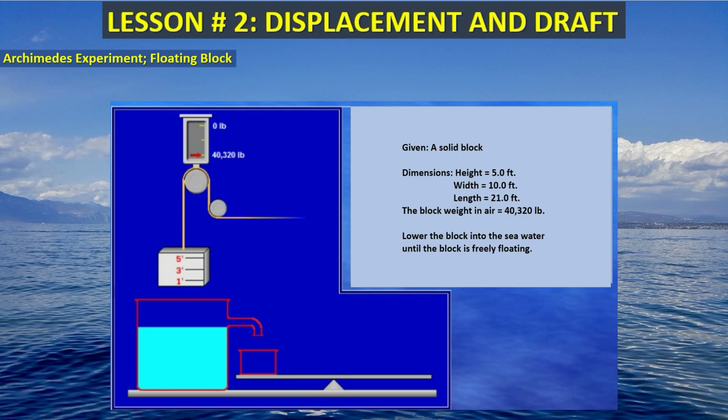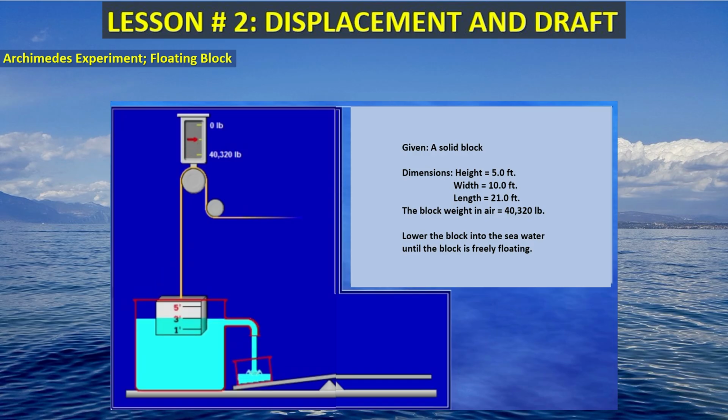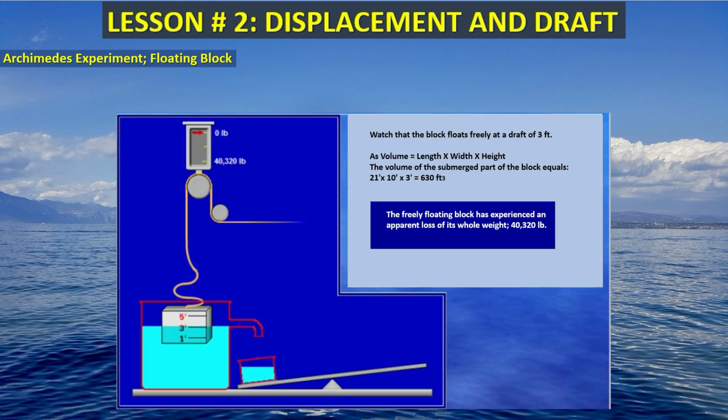Given a solid block, dimensions: height equals 5.0 feet, width equals 10.0 feet, length equals 21.0 feet. The block weight in air equals 40,320 pounds. Container filled with seawater and drainage to an empty container placed on a scale. Now we lower the block into the seawater until the block is freely floating. The freely floating block has experienced an apparent loss of its whole weight.